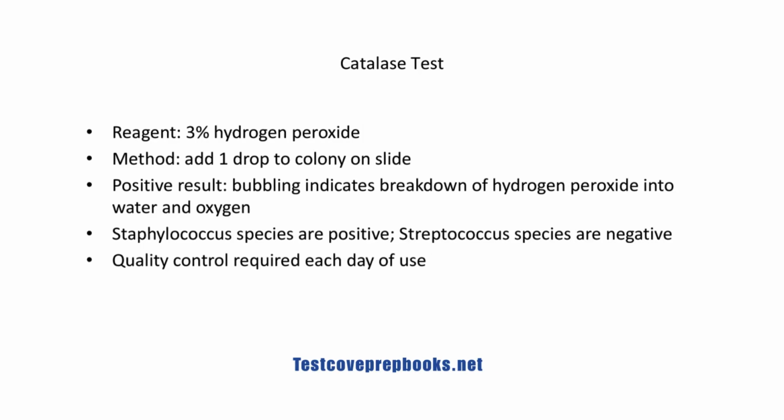The catalase test employs 3% hydrogen peroxide. A drop is added to the colony, and if catalase is present, bubbling occurs as hydrogen peroxide breaks down into water and oxygen. Staphylococcus is catalase positive, while Streptococcus is negative. Daily quality control is required.